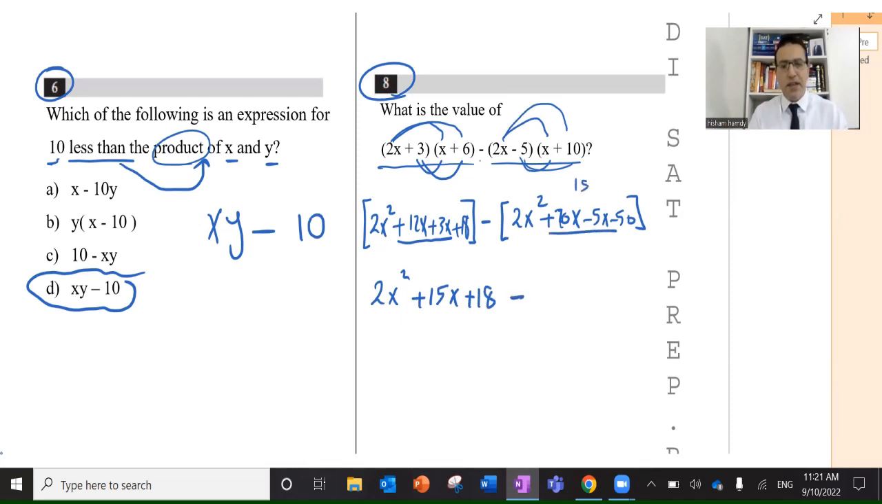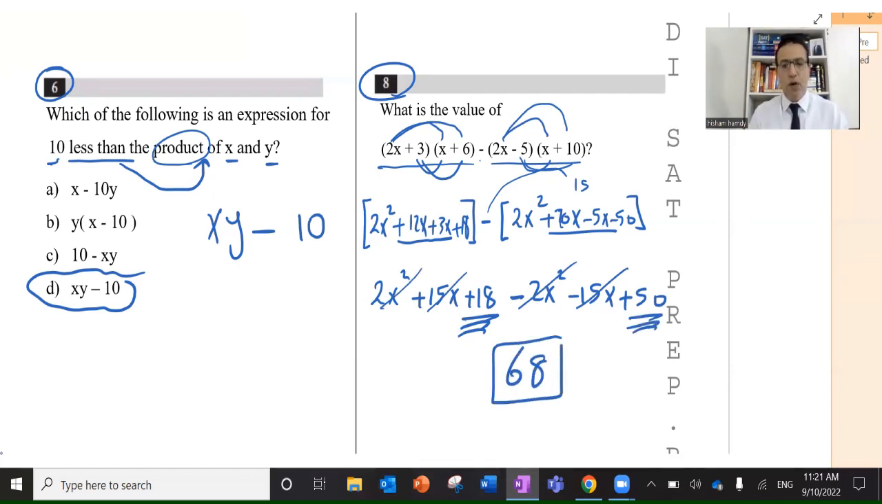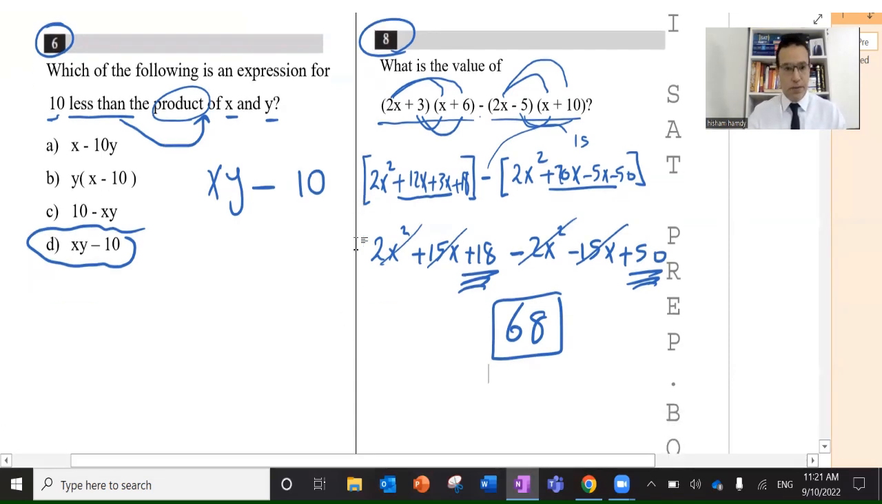So by adding the like terms here, it's 2x squared plus 15x plus 18, minus 20 minus 5 is 15, but I'm going to multiply by negative. So negative 2x squared, negative 15x plus 50. Negative 15, negative 2x. So the remainder is positive 18 and positive 50, which is 68. I'm going to speak later about how we can shade the answer into the grid section of sections 3 and 4.